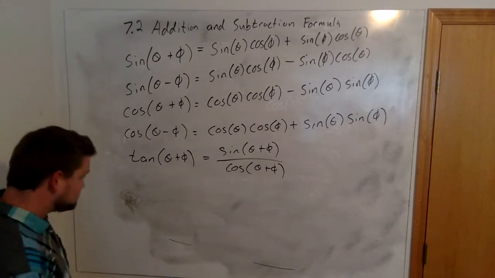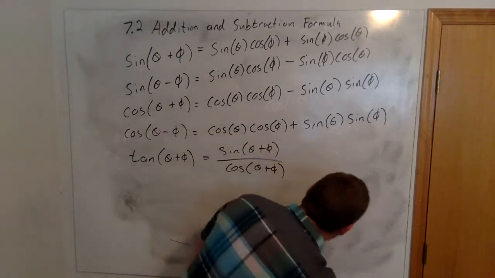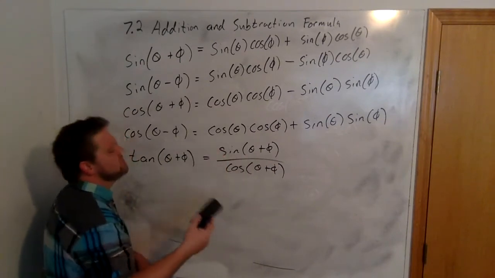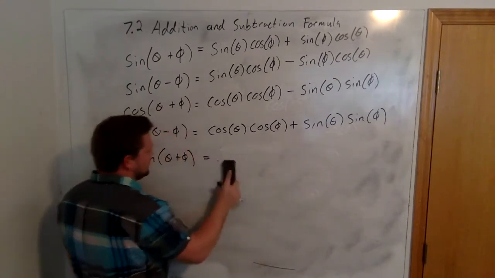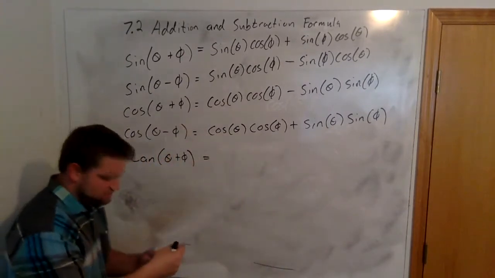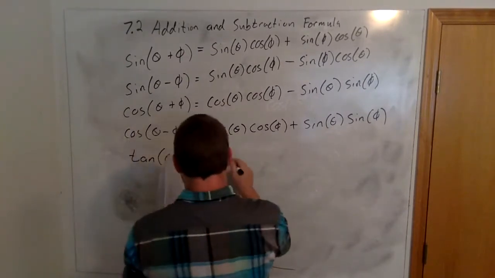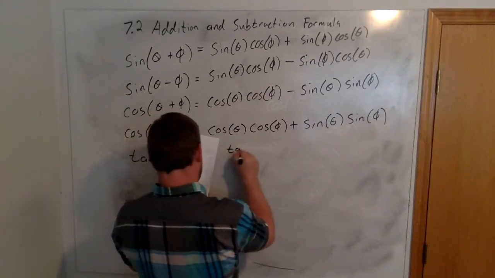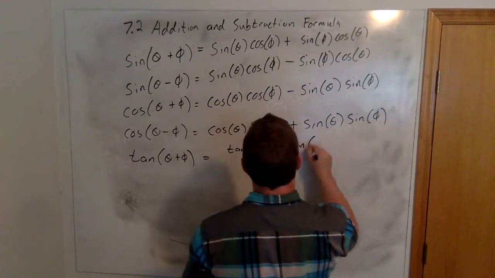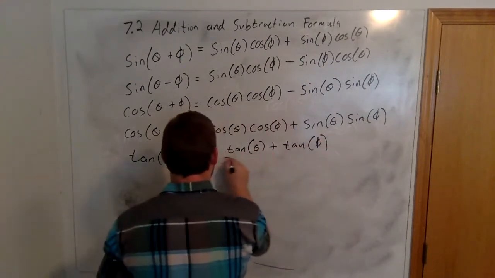But it does have a formula that's not in terms of sines and cosines, but just in terms of tangents. Okay, so notice I'm going to look at my notes because I don't have this one memorized. For this one, it's the tangent of the first plus the tangent of the second all over.